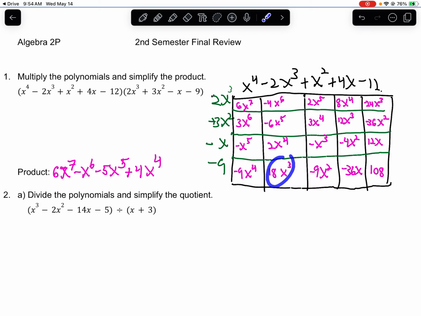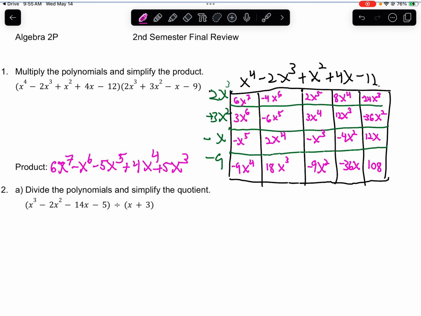So we got 18 plus a negative 1 is 17, plus 12 is 29, minus 24 is 5. So it'll be plus 5x to the third. I'm running out of space.